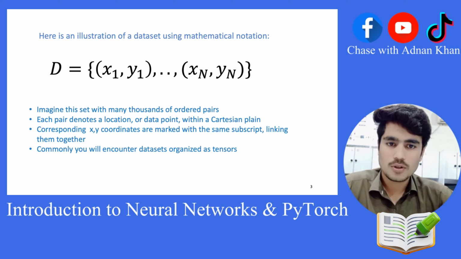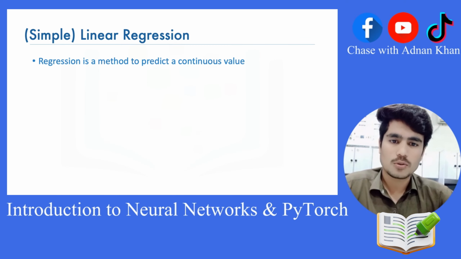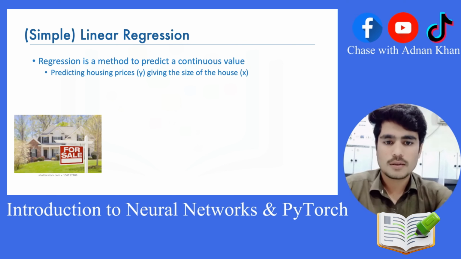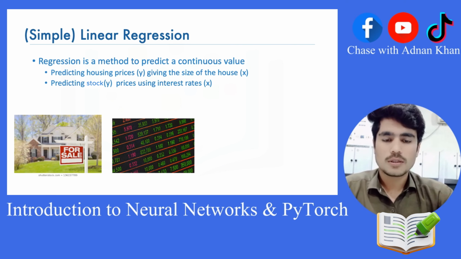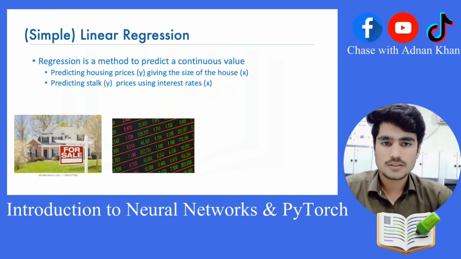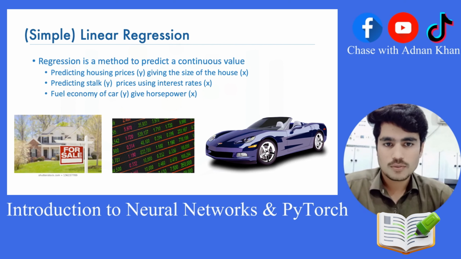Commonly, you will encounter datasets organized as tensors. Examples of simple linear regression datasets include predicting housing prices given the size of the house, where the variable y is the house price and x is the size; predicting stock prices using interest rates, where y is the stock price and x is the interest rate; and fuel economy of cars given horsepower, where y is the fuel economy and x is the horsepower.